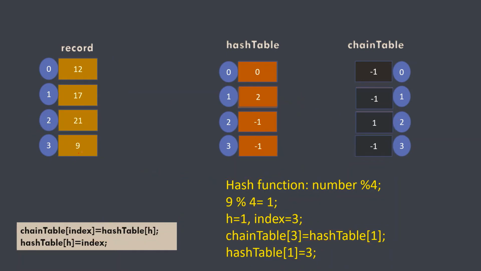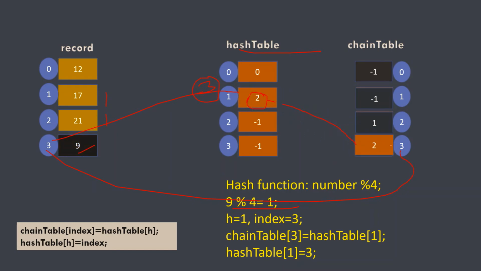Now let's move to 9 again. 9 has a hash value of 1, and 1 already has a value, so it means collision. So what we will do is go to 3, and whatever is stored at index 1 we will keep down here and update 2 with the new index, right? So let's see this in action.